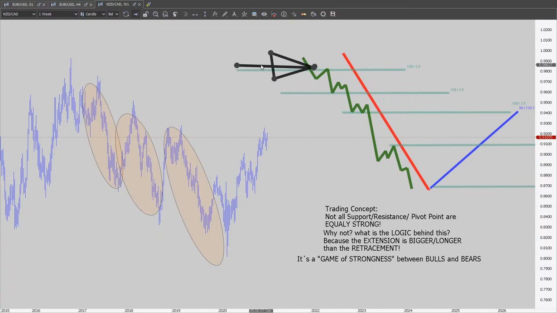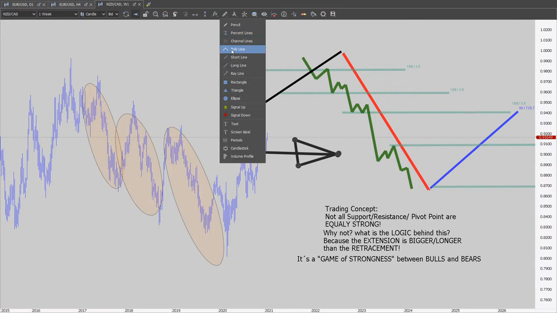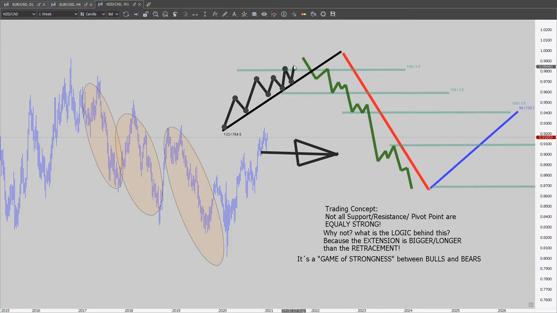when the retracement is over, let's color code this in black, something like this. One more time. When the past retracement is over and it's time for the market to go into an extension, in this example it's a down wave, down market structure, then we should not fear the support, resistance and pivot points. Make sense?